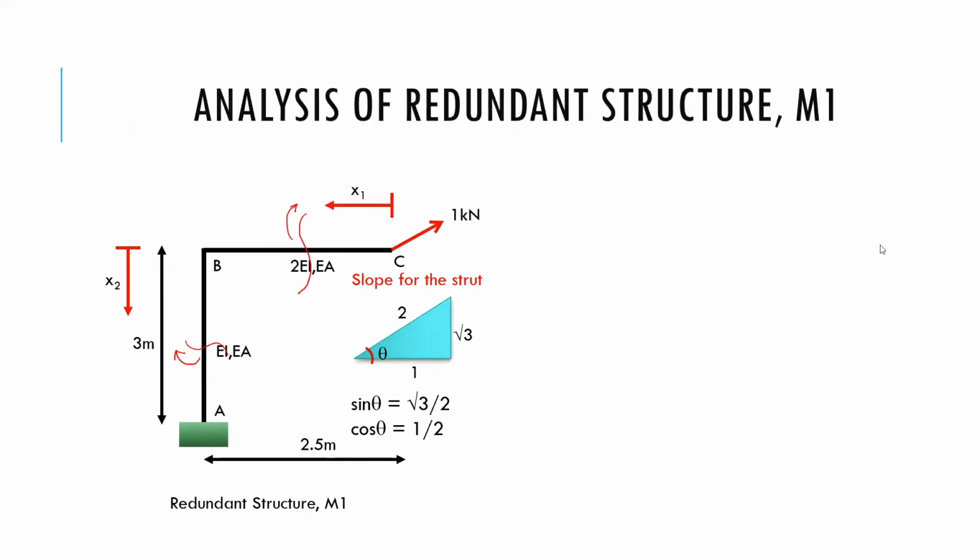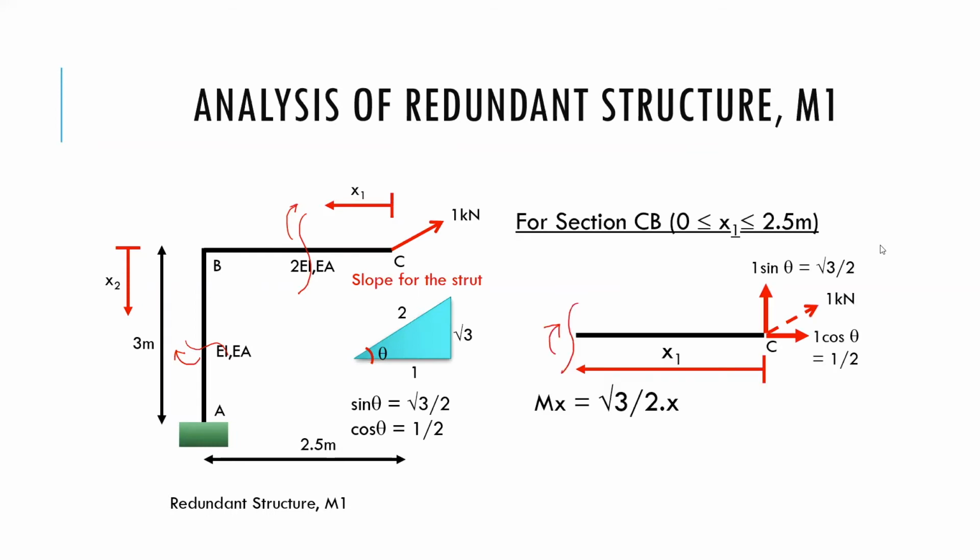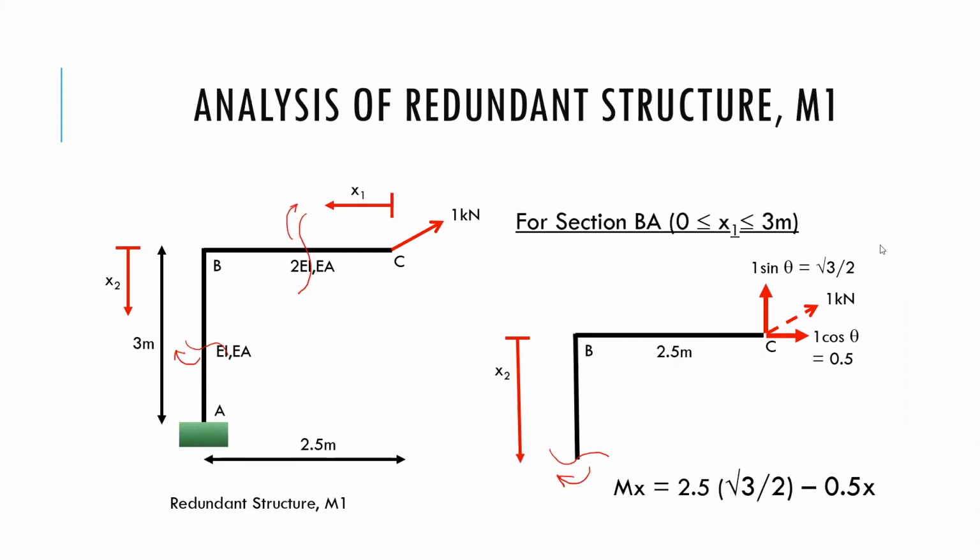We can now analyze the redundant structure. For section CB, the applied force 1 kilonewton can be resolved in X and Y direction to get the bending equation. Only the load square root 3 over 2 contributes to the equation. Therefore, Mx is equal to square root 3 divided by 2 multiplied by X. For section BA, both the loadings at C contribute to the bending equation. We get Mx is equal to 2.5 multiplied by square root 3 divided by 2 minus 0.5x.